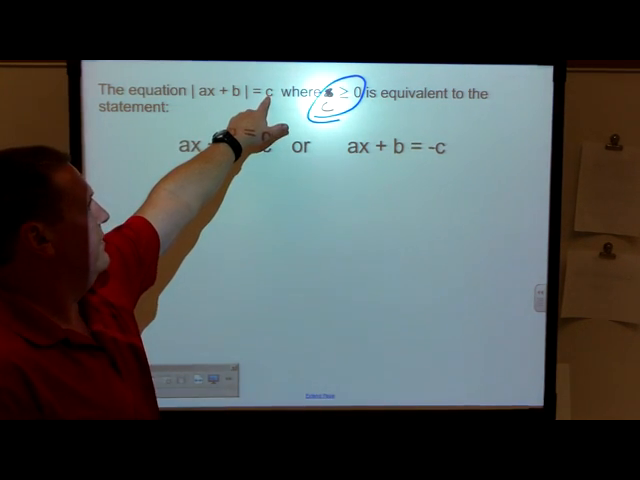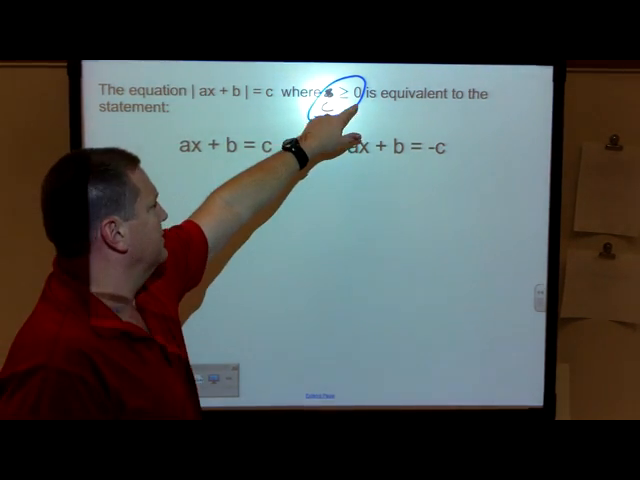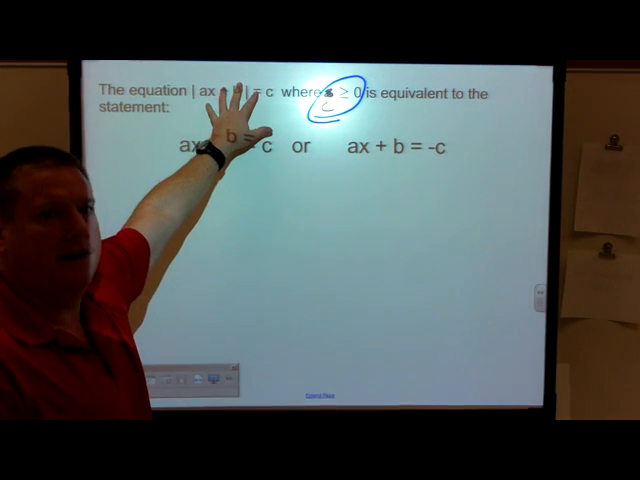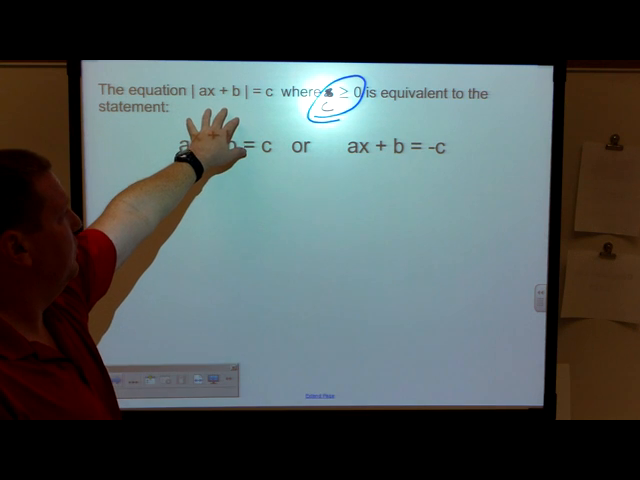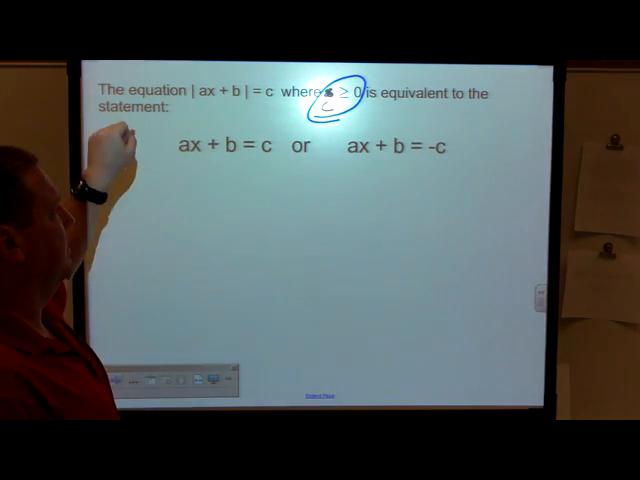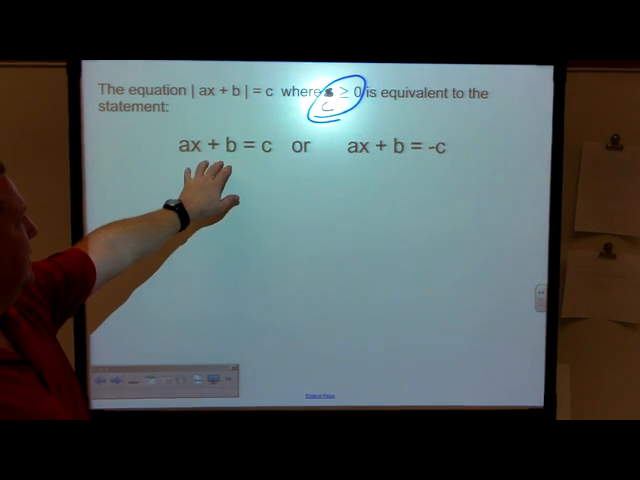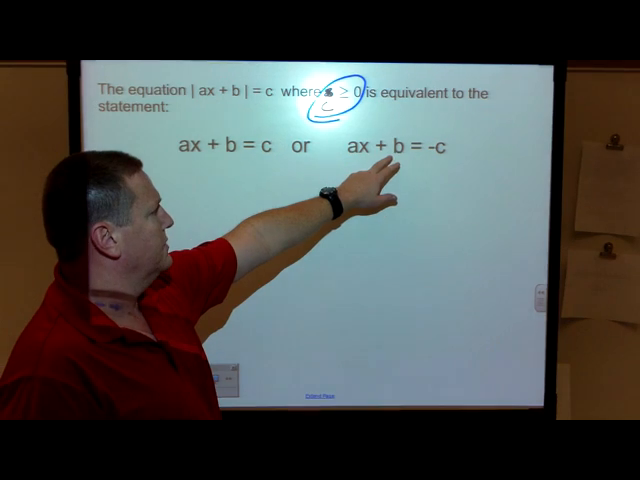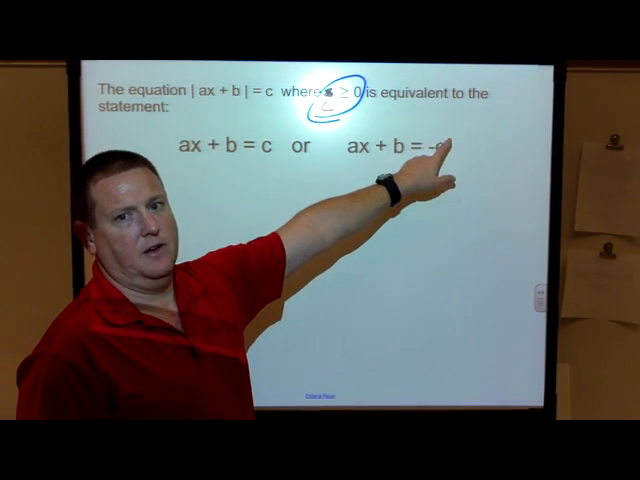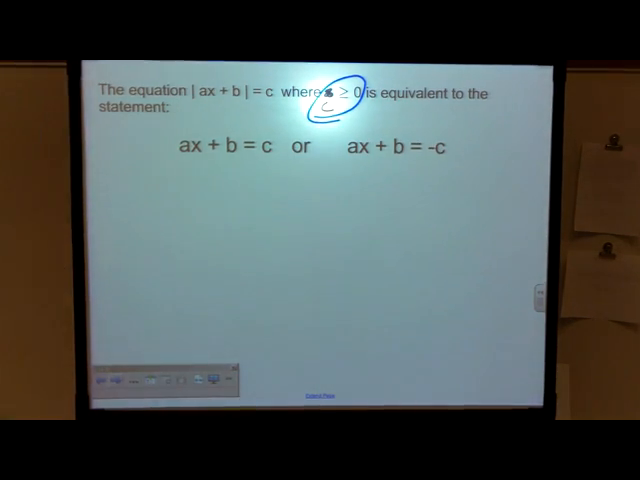This value over here has to be greater than or equal to 0 because you cannot have an absolute value that comes out to a negative. Remember, it's how far from 0 a number is. So that could be ax plus b is equal to c, or it could be ax plus b is equal to the opposite of c, also mentioned as negative c.